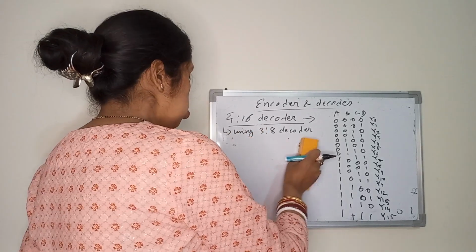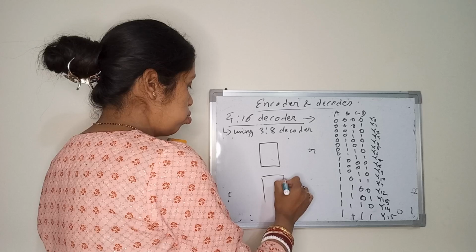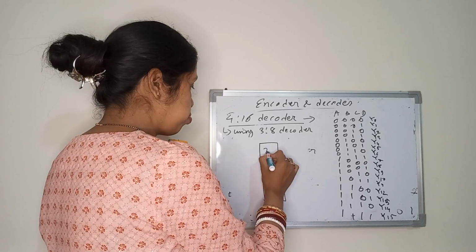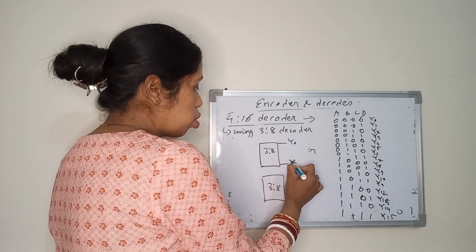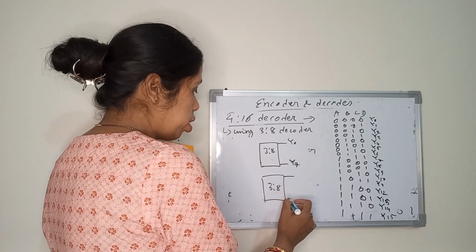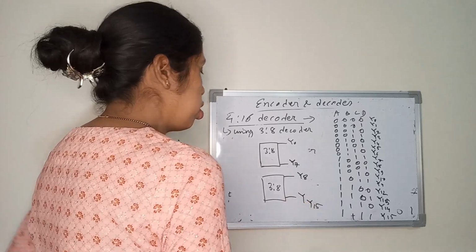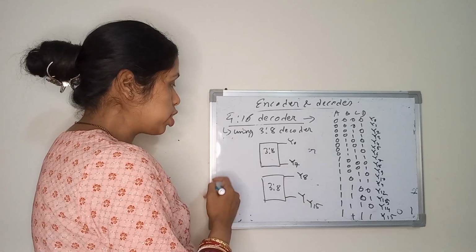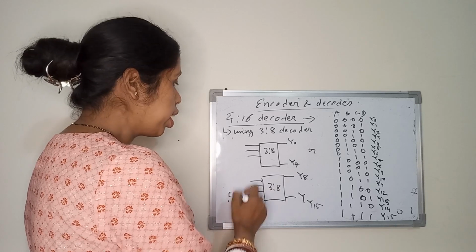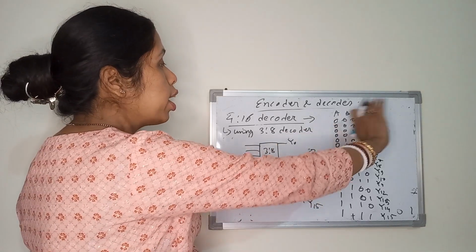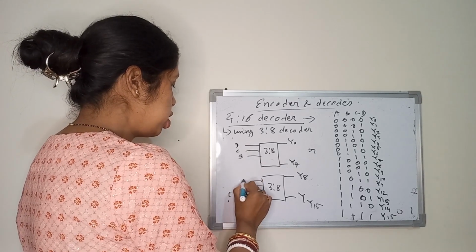Okay, so I am putting 2 3 to 8 decoders. Here the 8 output lines are y0 to y7, and here it is y8 to y15. Now in these two cases I can give only 3 input lines. These 3 input lines I put on the LSB side: B, C, D and B, C, D.